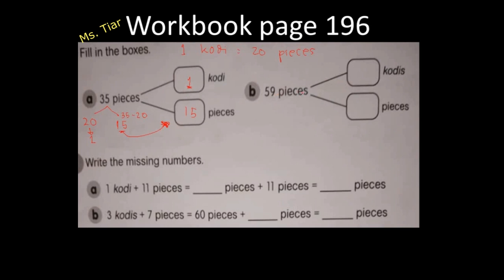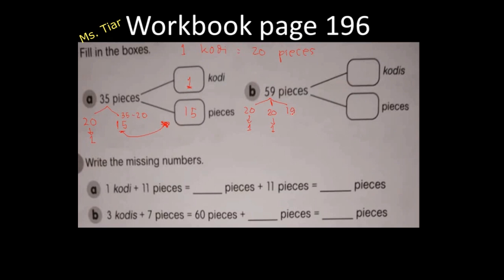Next, we have 59 pieces equals how many kodis and how many pieces? Let's check. 59 minus 20, we still have 39, right? Let's put one more 20 here. 20 plus 20, we get 40. 59 minus 40, we get 19, right? So this is 1 kodi. This is 1 kodi.